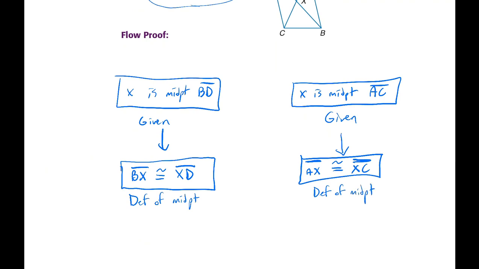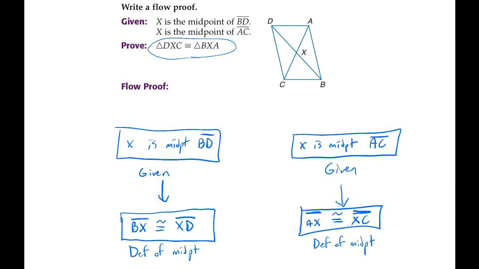Okay, so now we've got these two. I'm just going to mark them on the diagram. That's helpful for me. So B to X is the same thing as X to D.